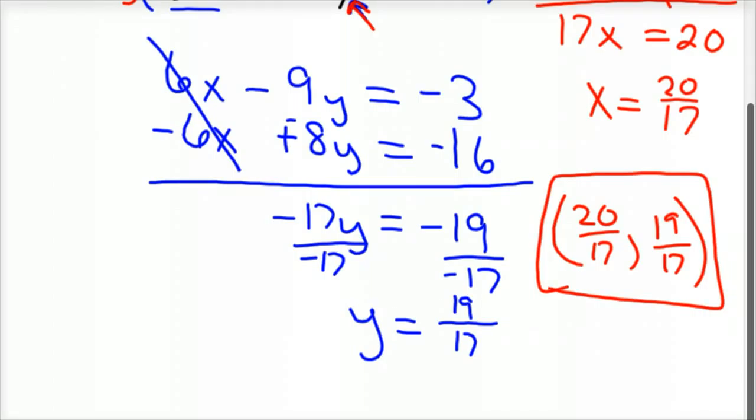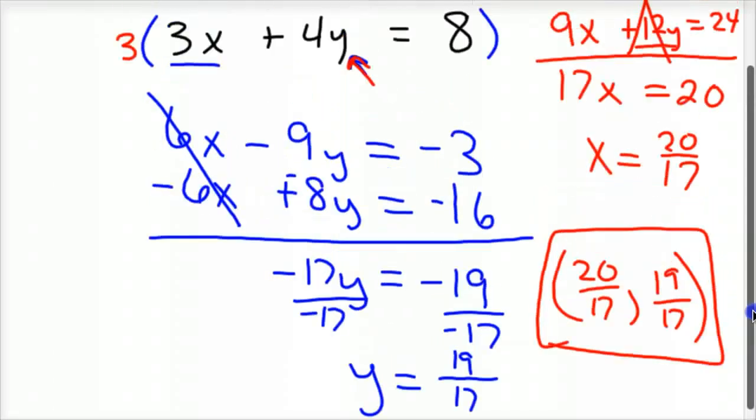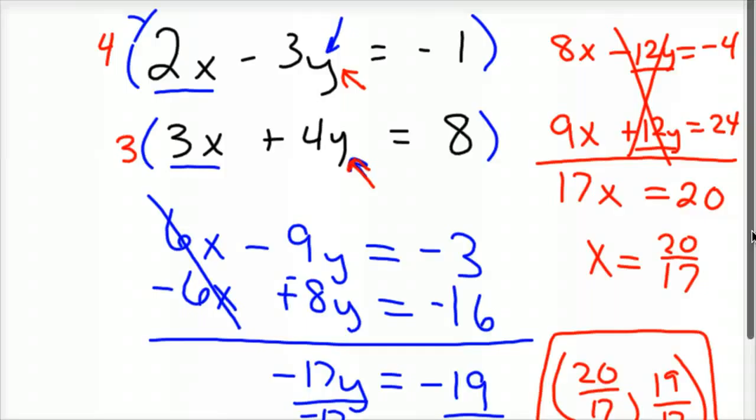Now, if you wanted to verify that that answer is correct, just take those two points in. I'll let you do that, because I'm pretty darn sure it's going to work. This would be 20/17 for x, and this would be 19/17 for y. So you take 2 times 20/17 minus 3 times 19/17, and you should end up with negative 1. That's how you check your answer to see that you're doing it right.